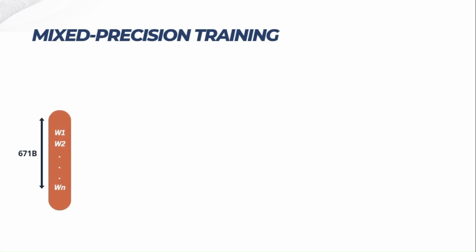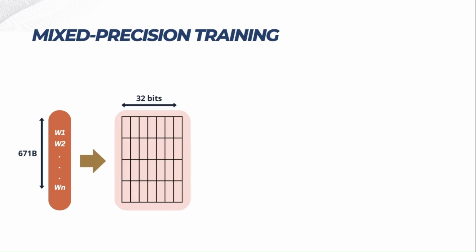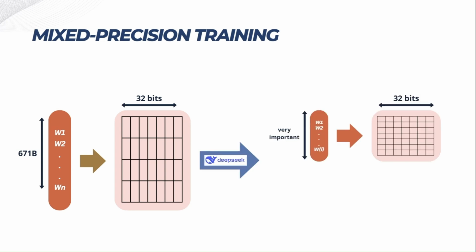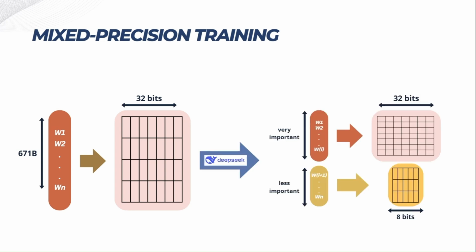The answer is yes, using the mixed precision training introduced in the Deepseek paper. Instead of encoding all the parameters on 32 bits, we encode exclusively the most important ones on it and allocate only 8 bits for the rest. By that, we switch from over-precision to exactly the needed precision.